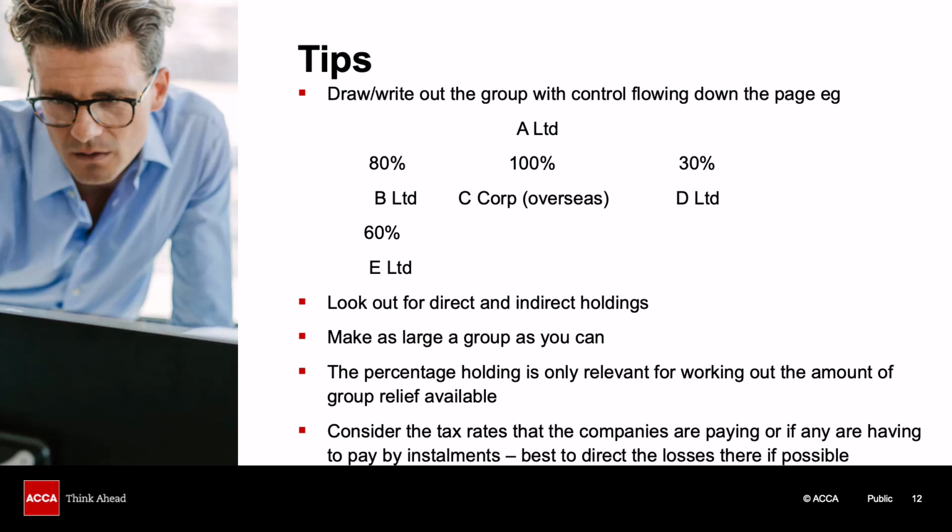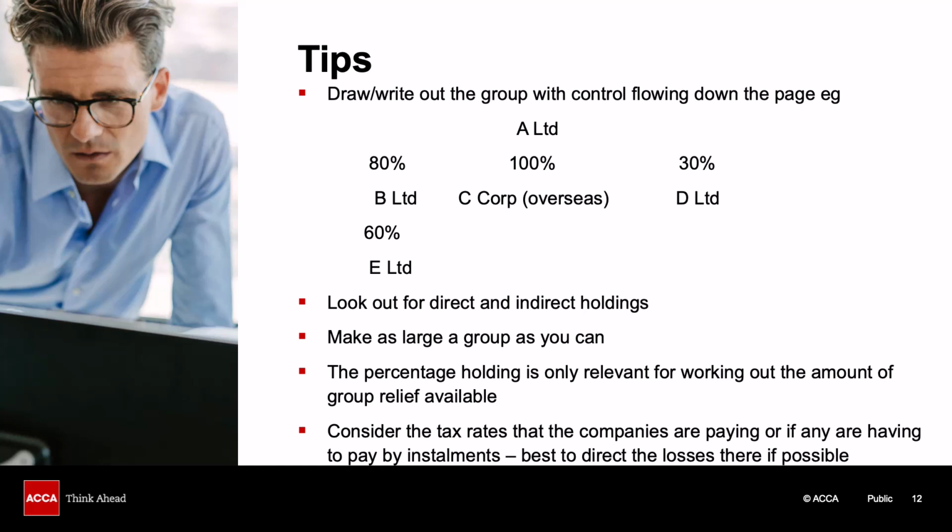But you could use the scratch pad in the exam to list out all the companies and their respective shareholdings. You need to make sure that you put the control running down the page, so put the overall parent company at the very top, and then their subsidiaries below, and then any of their own subsidiaries below that. Make sure to look out for direct and indirect holdings to include as many companies as you can in the group. You want to make the group as large as you can so it gives more options for how to use losses efficiently and to save tax overall as a group.